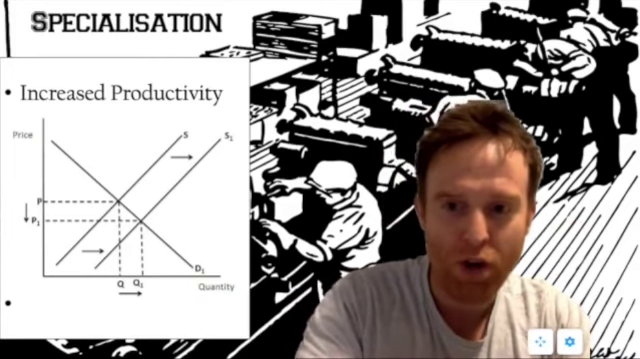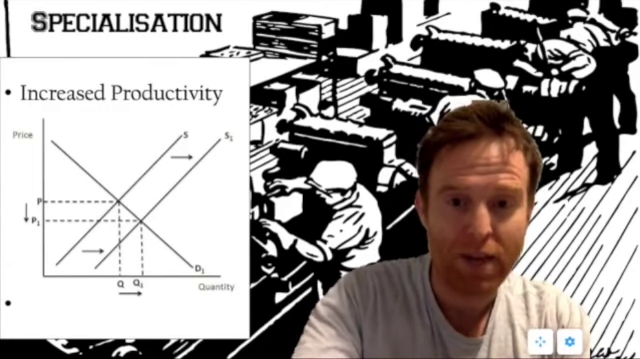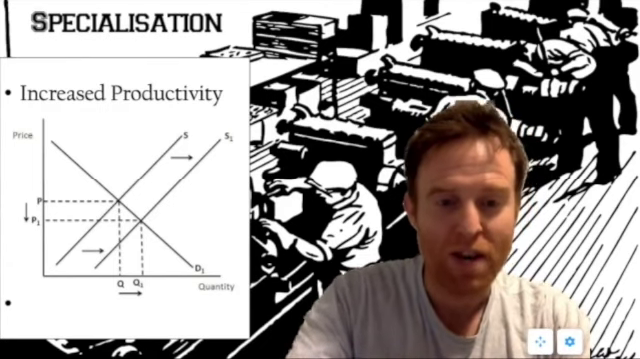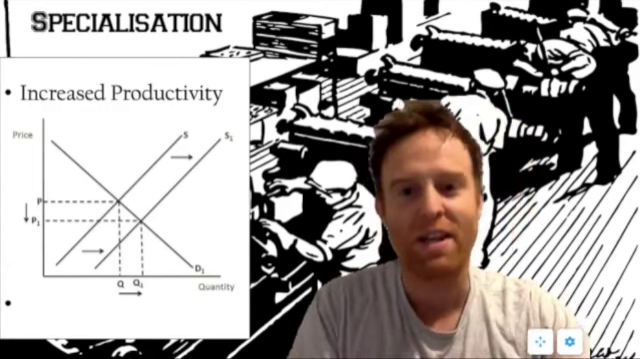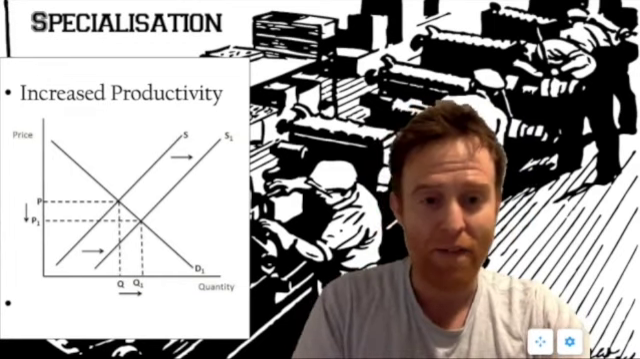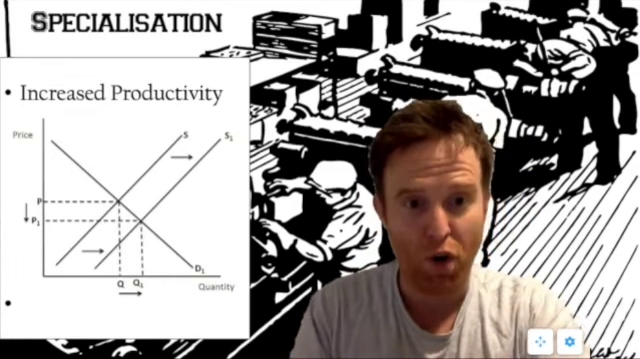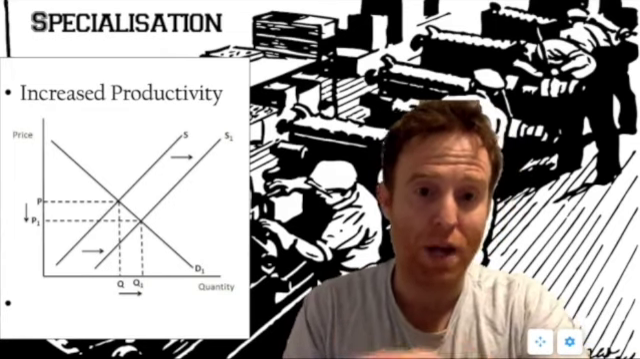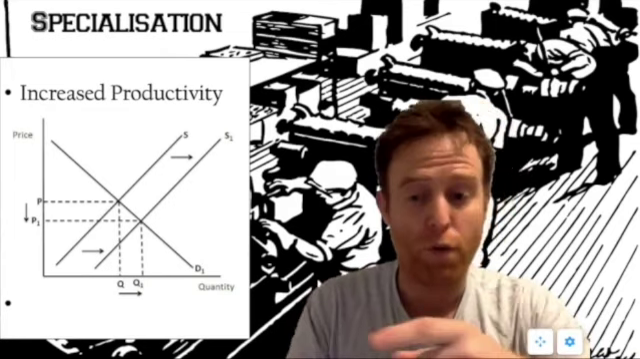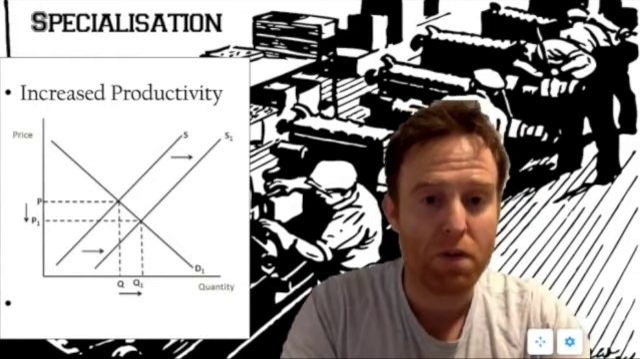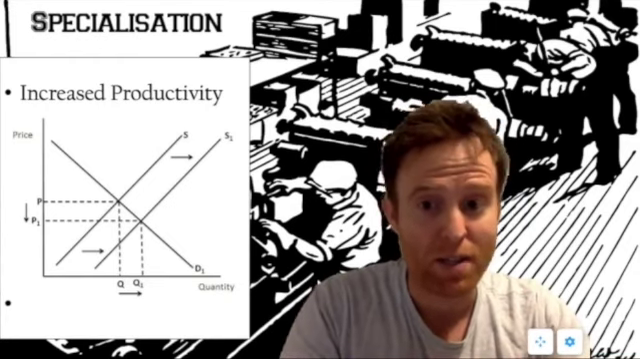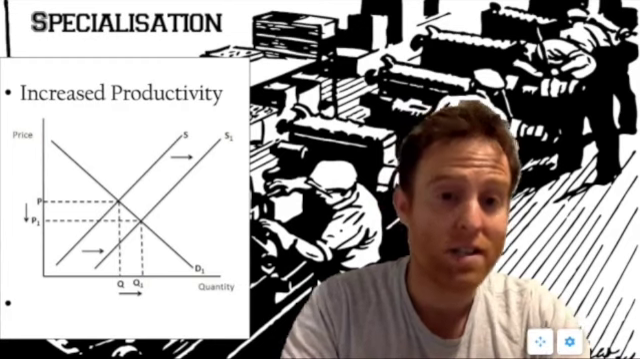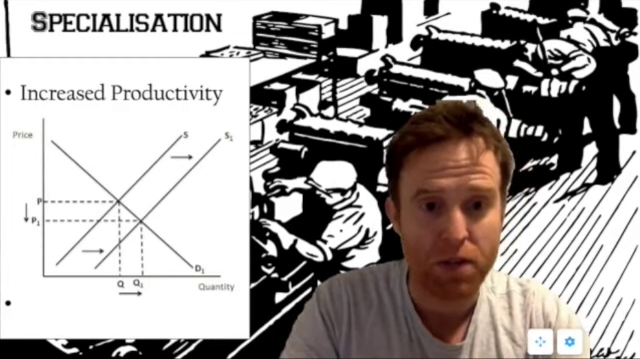At Q1 and at P, they could produce a certain amount of pins. But then obviously division of labour comes in and specialisation comes in, and now they can produce more than they could before. And that causes that shift of supply to supply 1, and therefore from Q to Q1. And because of the additional supply and the excess supply, it means that the price is reduced, and then there's an extension of demand.